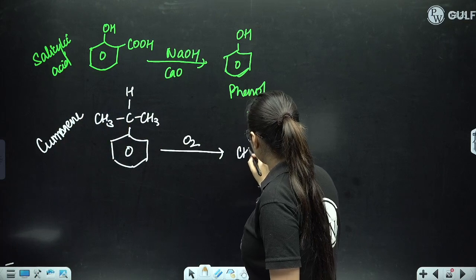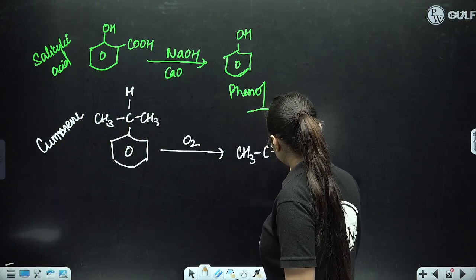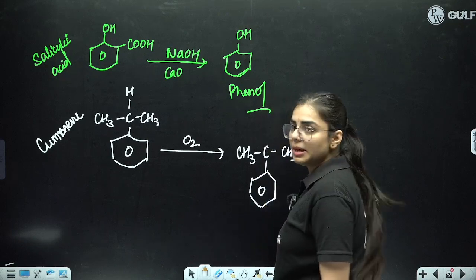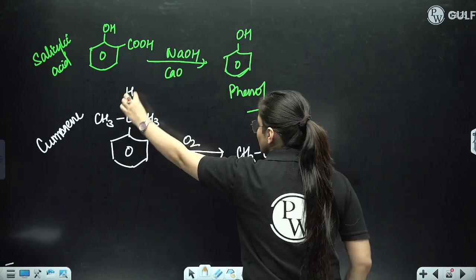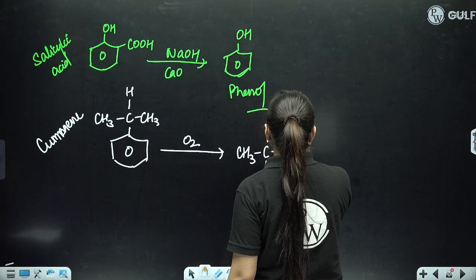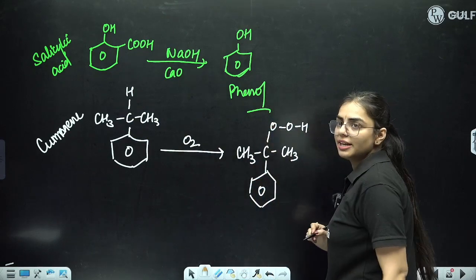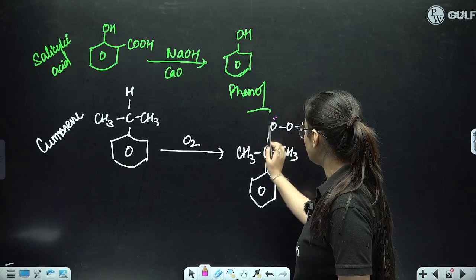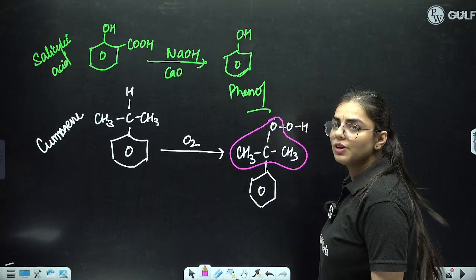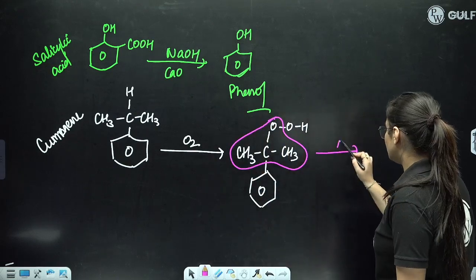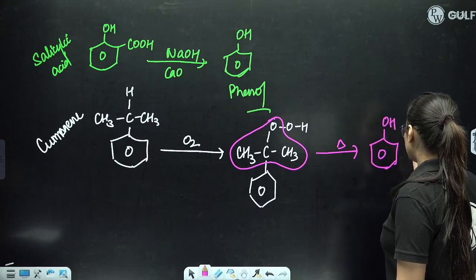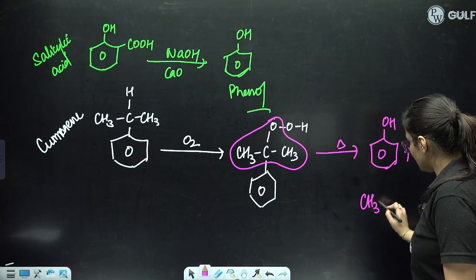How will O2 be added? See, this part will remain the same. Just this O2 oxidation will get linked over here as a peroxide linkage. Now it's very simple, students. What will happen? This complete group will get separated on heating. What are you going to get? You will get your phenol, as well as you will obtain acetone.